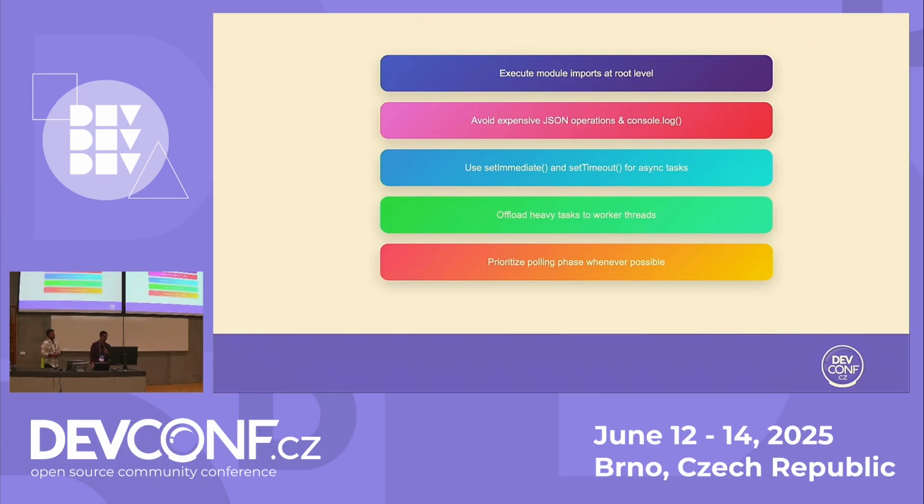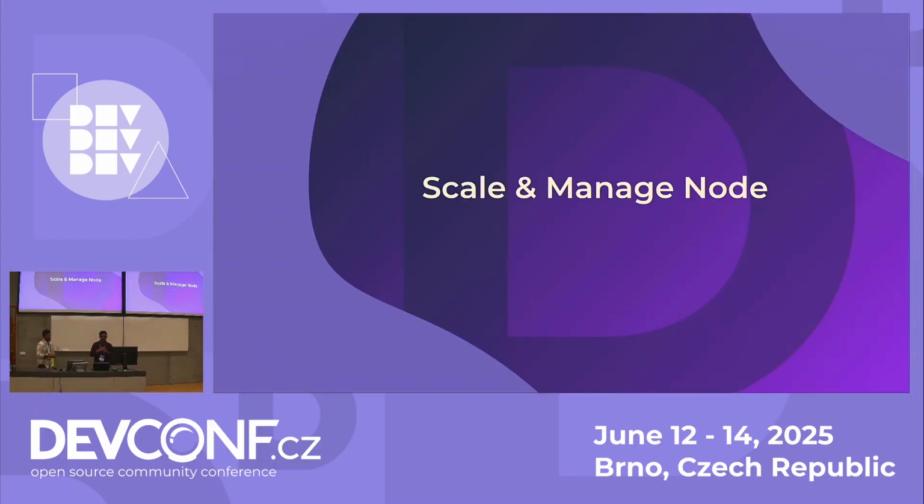The third is, if you want to handle any async tasks in your Node.js server, use setImmediate or setTimeout. Then offload heavy tasks to worker threads. Don't block the main thread, because then the whole server starts lagging. And the fifth is prioritize the polling phase whenever possible. We need to handle requests in such a way that we are not blocking the main thread and are also serving the necessary functions for the API calls that we make. Cool. So I'll pass it over to Hrithik for the last topic, scaling and managing Node.